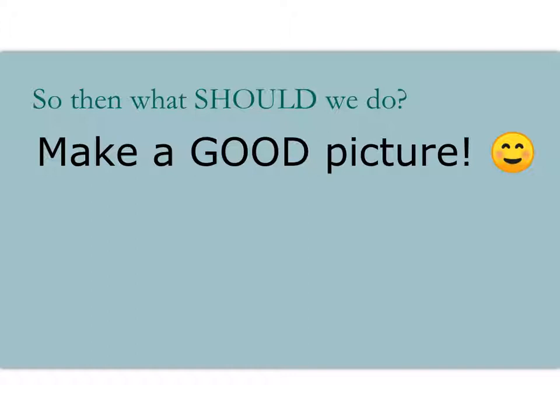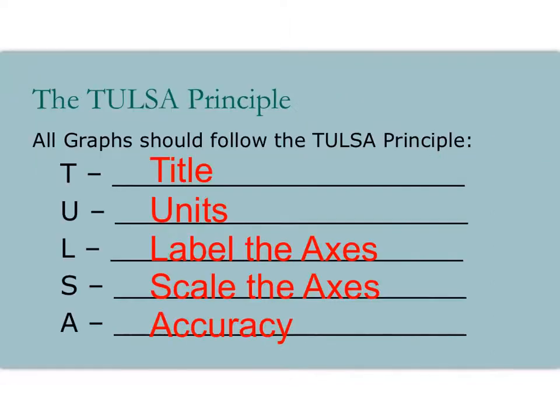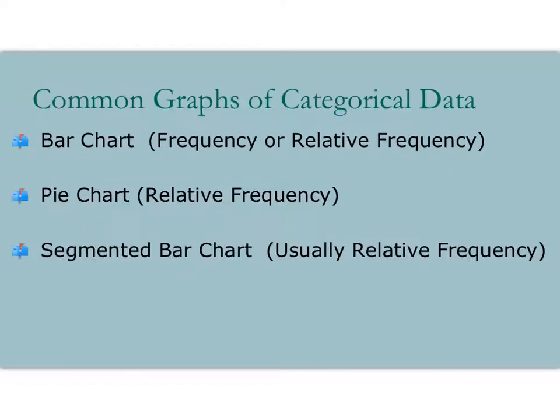So obviously we don't want to do those horrible pictures that you just looked at. We want to make good pictures. So what is a principle we can use to make good pictures? We should follow the TULSA principle. T stands for title. We should always have a title at the top of our graph. We should always, always, always put units. Hopefully your science classes have emphasized that with you. L stands for label. Label the axes. What do they represent? S is scale the axes. And A, make sure it's accurate.